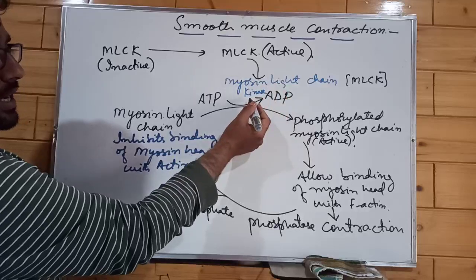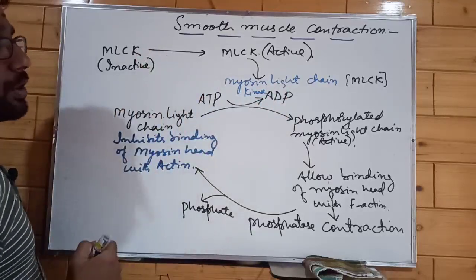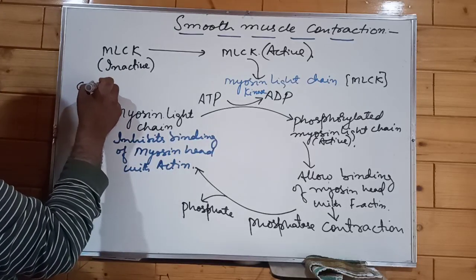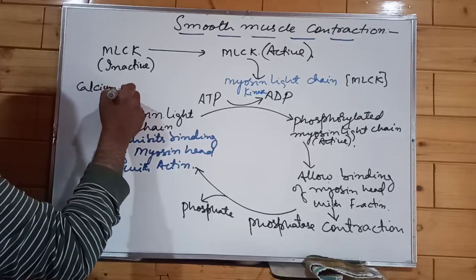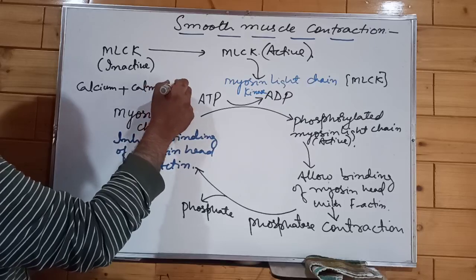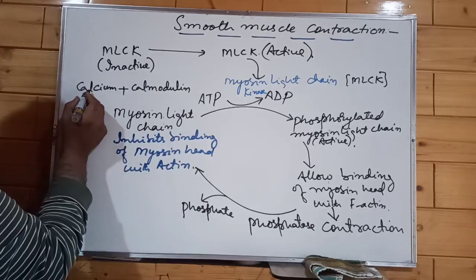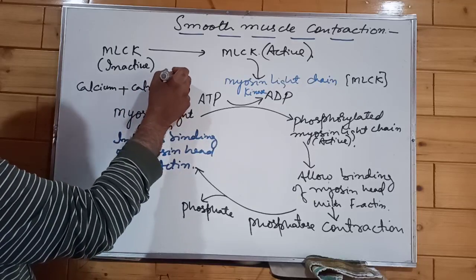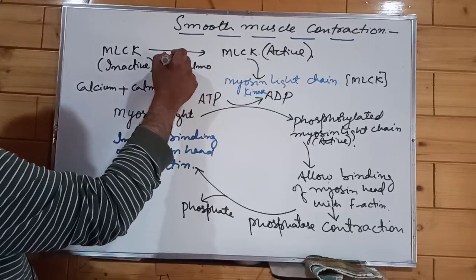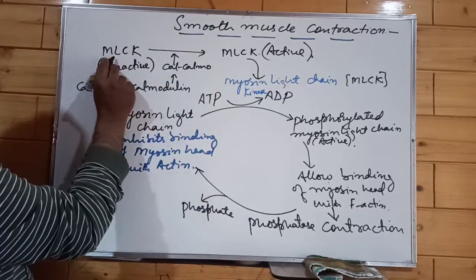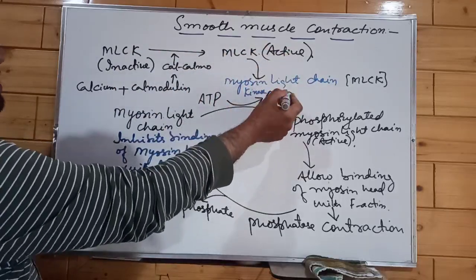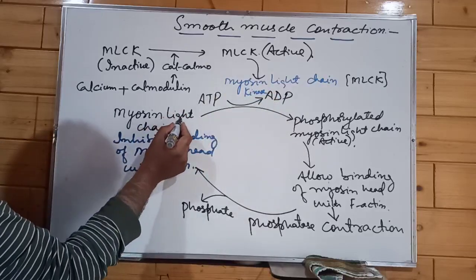So for myosin light chain kinase activation, it requires two important factors. Number one is calcium, and number two is a protein present in the muscle cell called calmodulin. Calcium first binds with the calmodulin, and this calcium-calmodulin complex activates myosin light chain kinase into its active form. Once it becomes active, it phosphorylates myosin light chain.